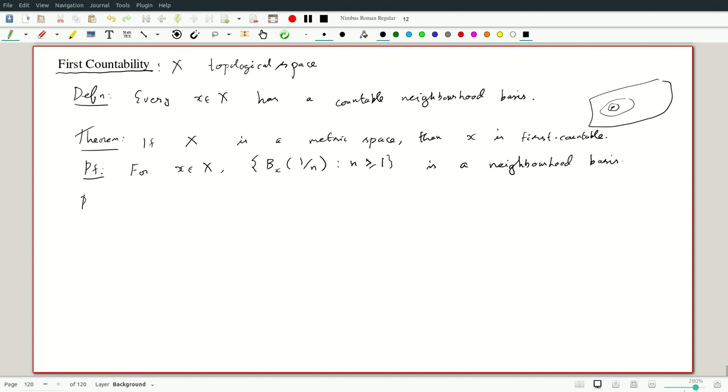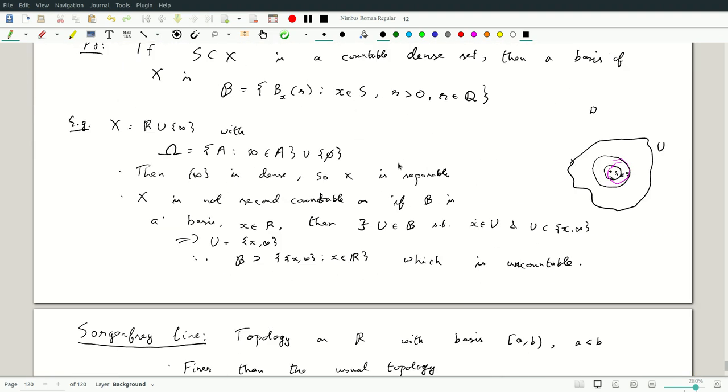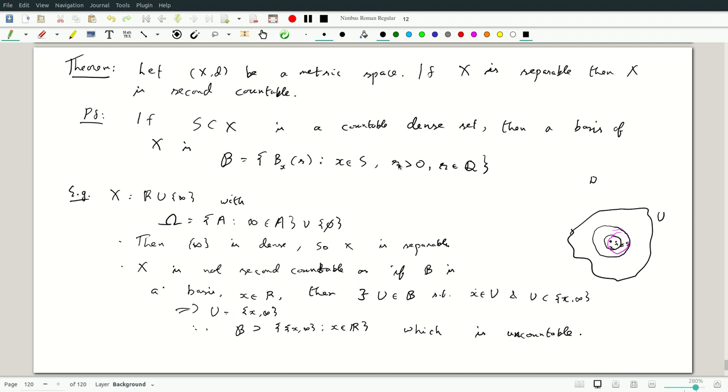And a proposition which is immediate: a basis is a neighborhood basis for all points. So second countable implies first countable. Also, though we are talking about this, I should make a couple of remarks about the last lecture, which I meant to make and didn't make at that point.